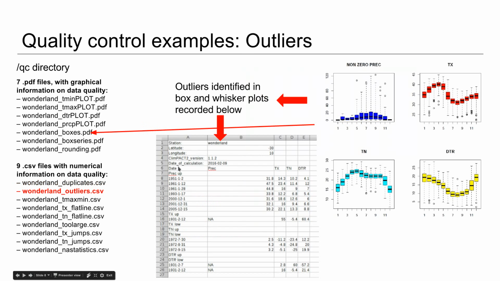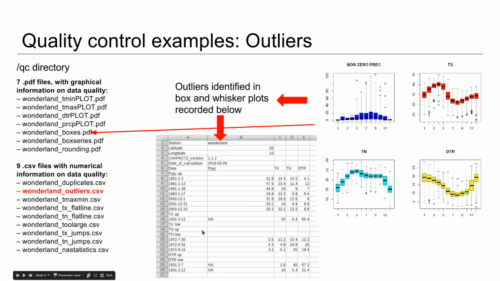Okay, the next CSV file is called outliers.csv, and this records the information for each day that's flagged as an outlier in the boxes.pdf file. So remember, this is what boxes.pdf looked like, where we were using the interquartile range to identify outliers. Well, each of these circles, the details for each of these days, gets recorded in this outliers.csv file.